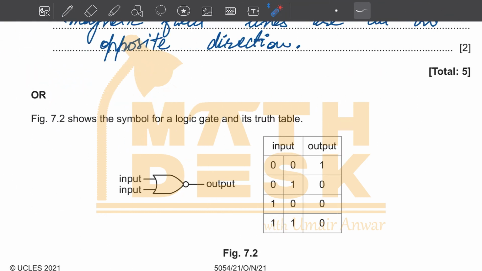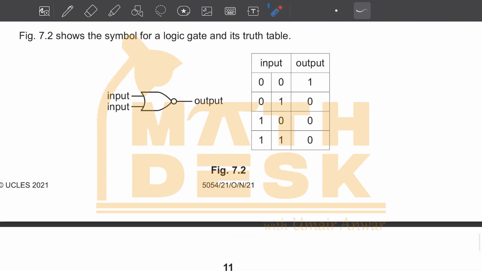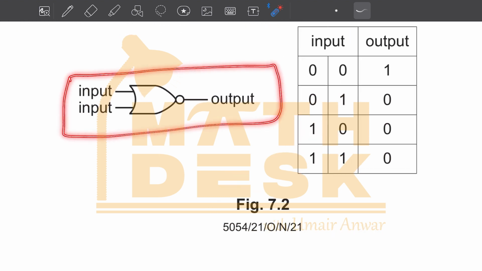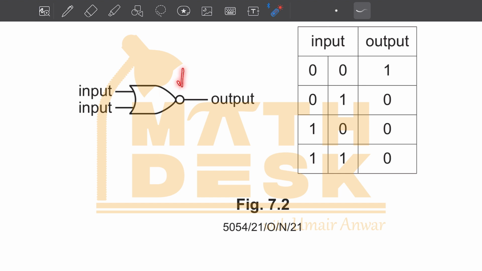I would be solving question number 7 which has a choice, so I'm solving the second part which is related to the logic gates. It says figure 7.2 shows the symbol for a logic gate and its truth table. So we have a symbol over here and it is an OR gate which has an inverter applied to its output. So when both inputs are 0, the output becomes 1. Otherwise, the output remains 0 when either one of the inputs is at logic level 1 or both are at logic level 1. So simply they are being ORed first.